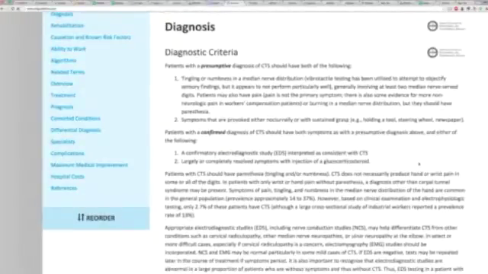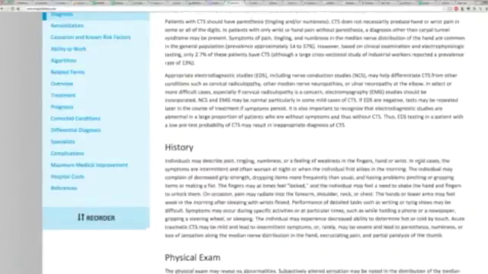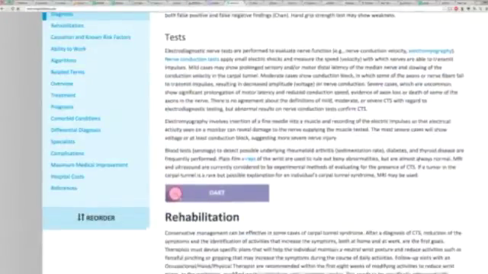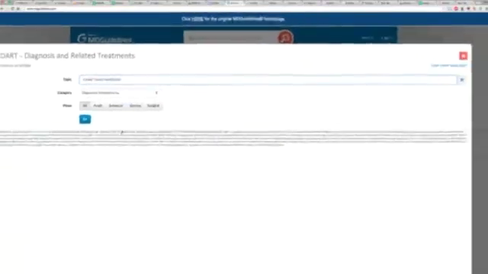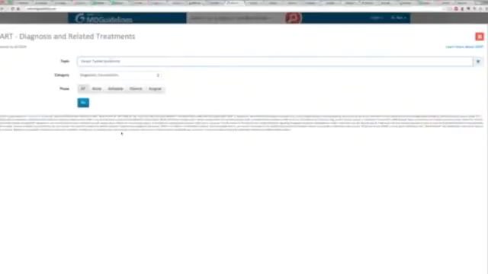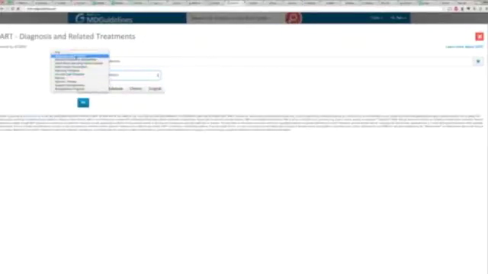We've then got a diagnosis criteria. So it just talks us through the criteria for diagnosis, but more importantly, we've got DART. Now, DART is an awesome tool, and what DART allows us to do is effectively get a treatment plan for the condition. So we've got carpal tunnel syndrome, and then we've got various categories which we can delve into in more detail.